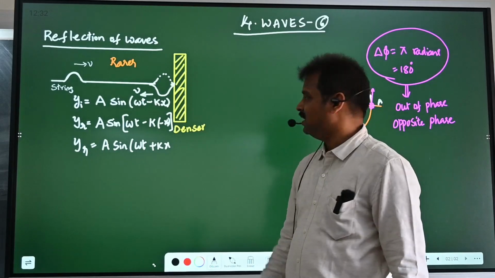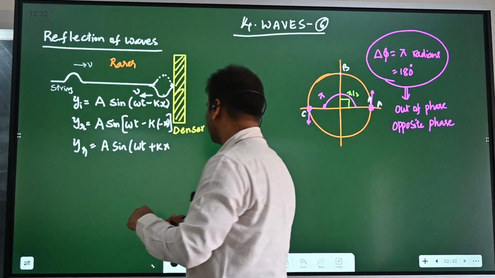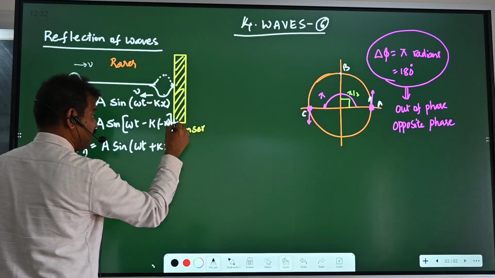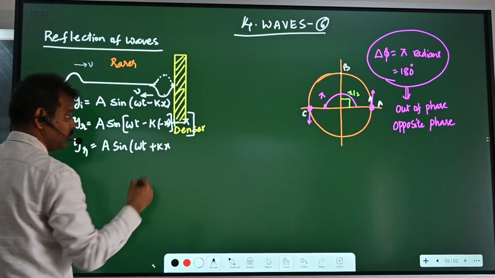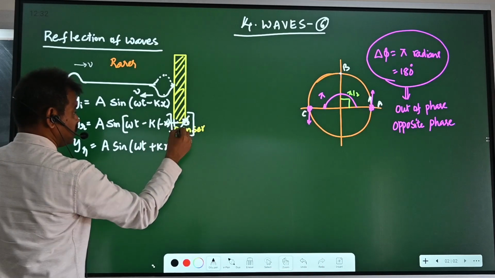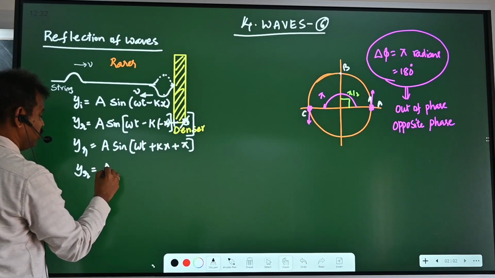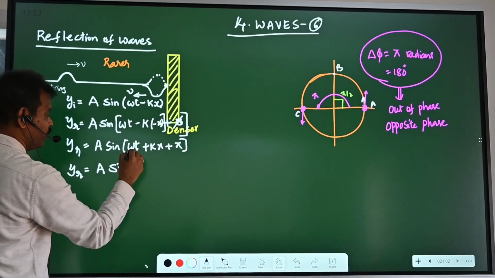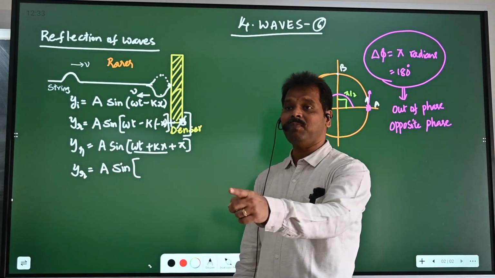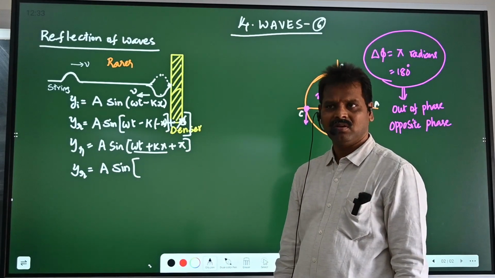Something is happening. This is traveling along the negative x-axis, but there is a change of phase. How much? For this I am adding pi also. So omega t plus kx plus the phase change, how much? Phi. So y reflected is equal to a sin(omega t plus kx plus 180), sin(180 plus theta). It is sin theta, but in the third quadrant sin is negative. Minus sin theta.